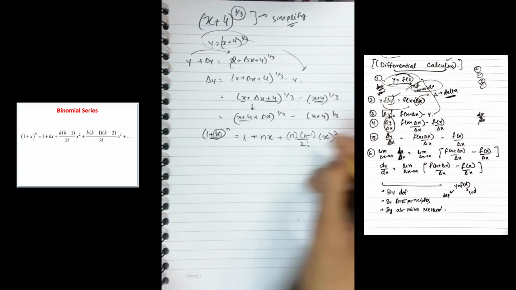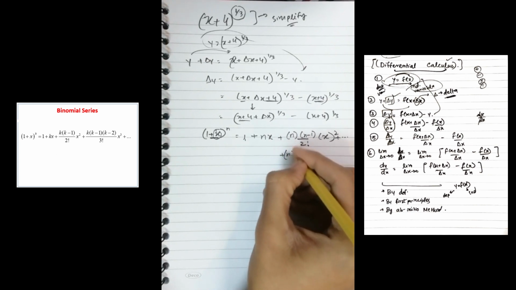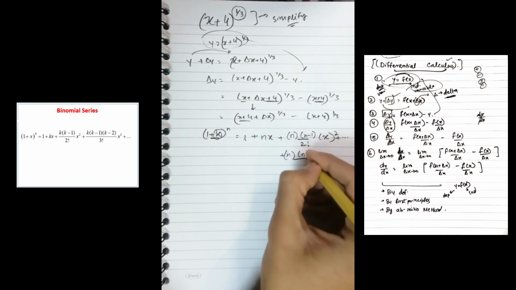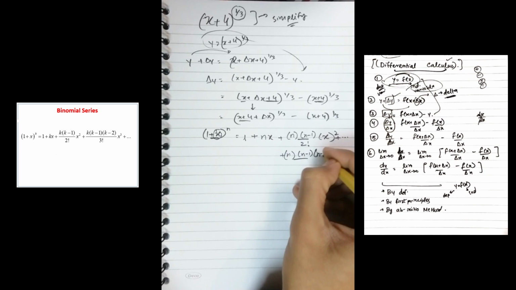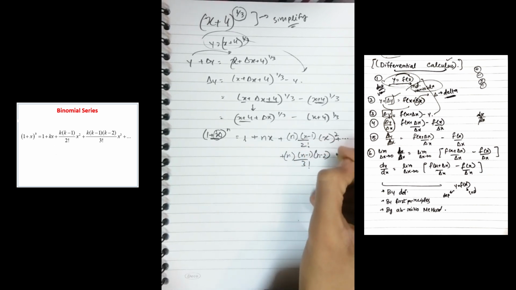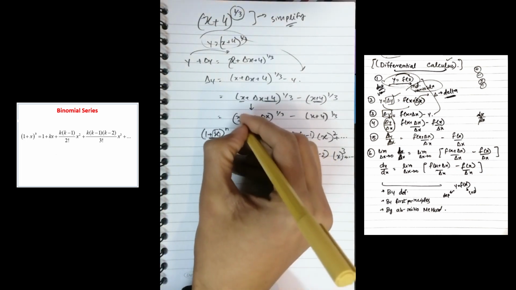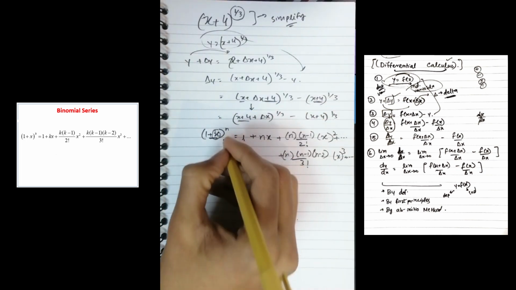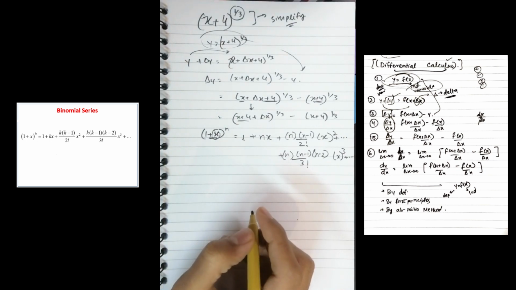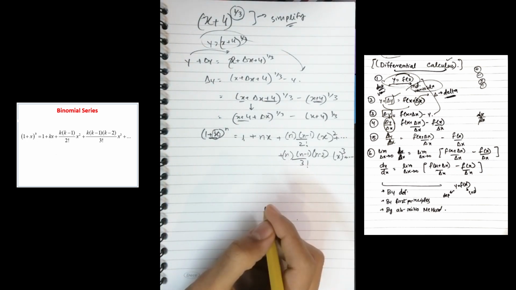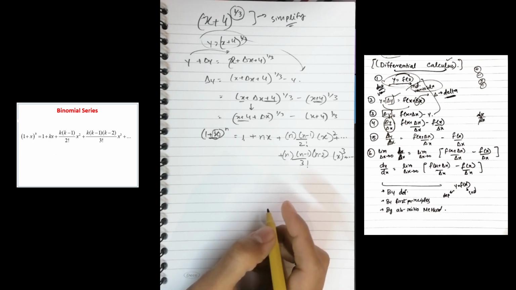For the next term, you are going to write n minus 1, n minus 2, over 3 factorial, and after that x cube. So you can see that we have x plus 4 over here, so I can apply the binomial expression, the binomial series. It's going to be pretty handy, as I'm going to show you how you can solve it using this formula.